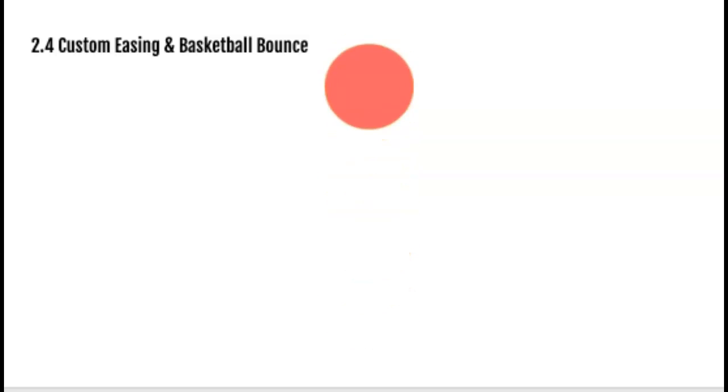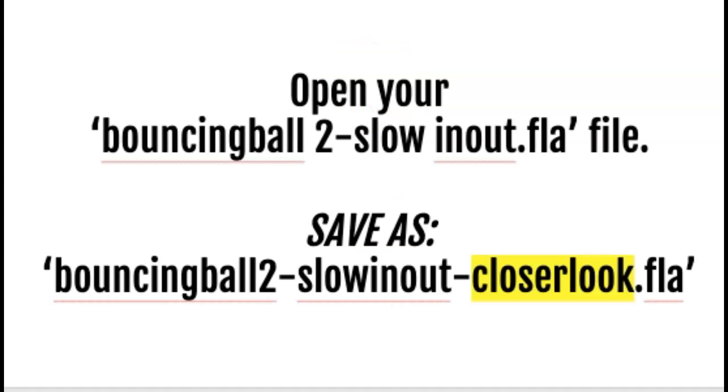In the last lesson, you learned how to apply easing to create the slow in and slow out effect. In this lesson, you will incorporate custom easing to give you options beyond the -100 to 100 scale in the Properties panel.